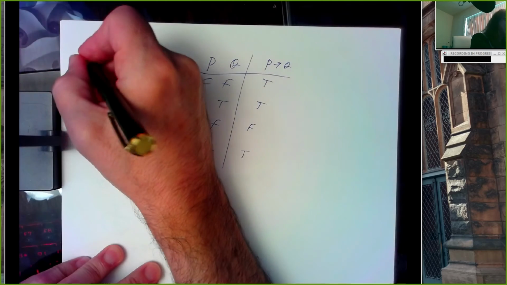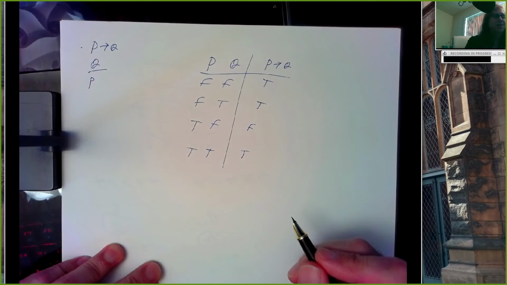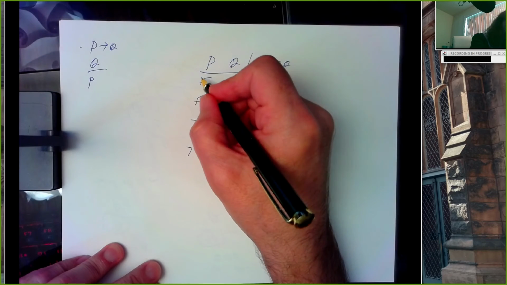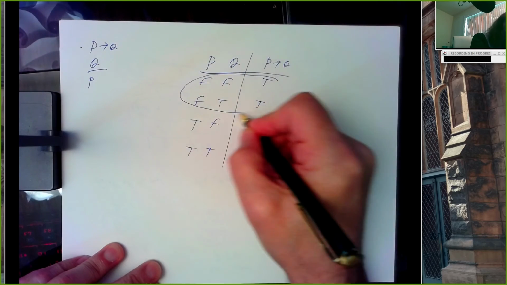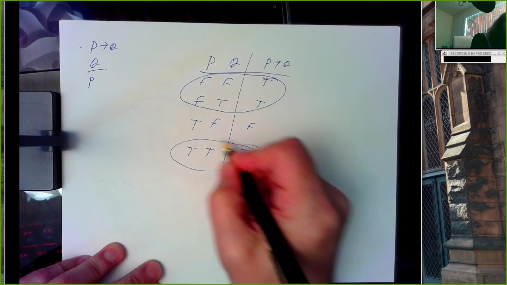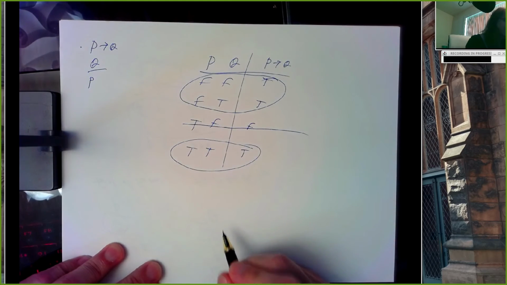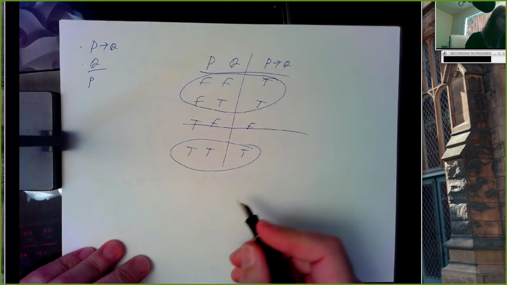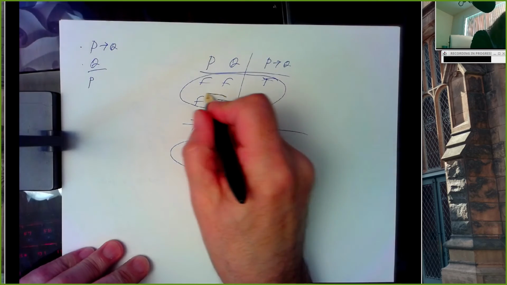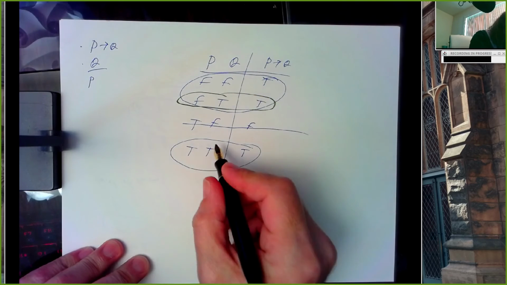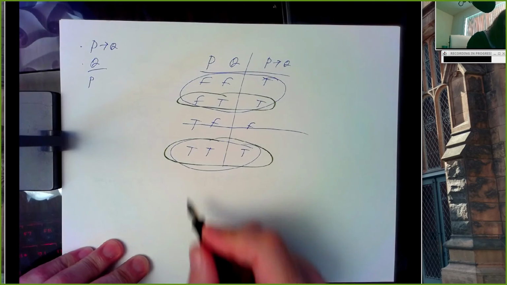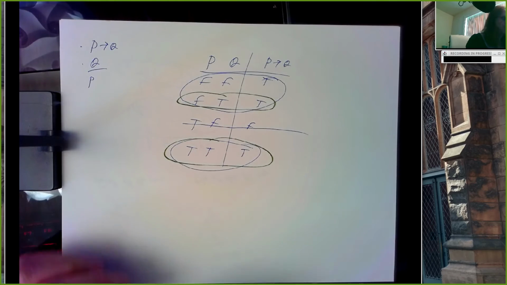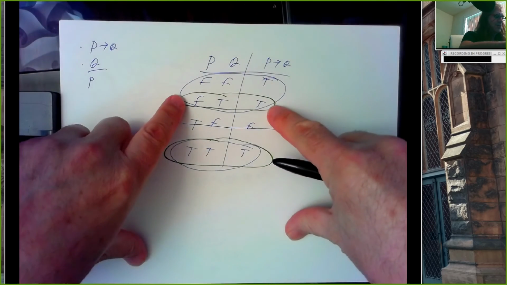All right. So what does this statement tell us? It tells us P implies Q must be true. So we're only interested in these rows and this row. We're not going to consider this row. This tells us that Q is true, which means we're interested in any of these cases where P implies Q is true, meaning we circle it, and also Q is true. So we're interested in this case, but also this case.